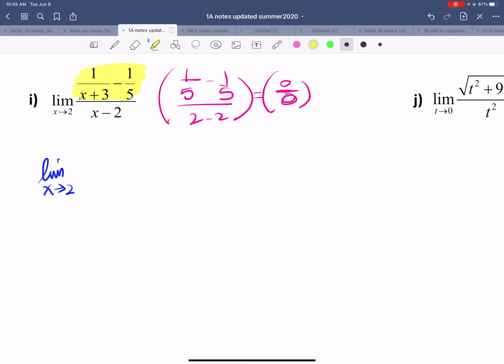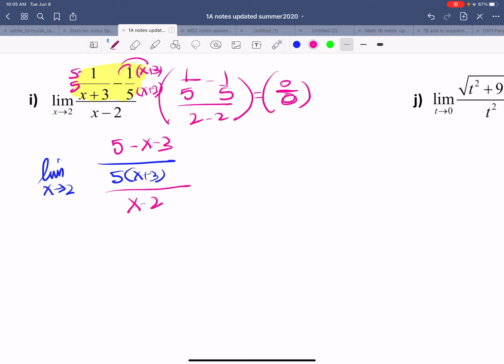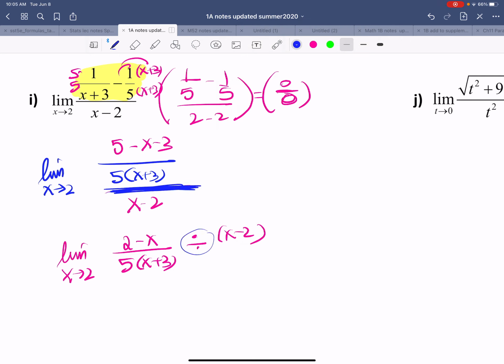In the numerator, I'm going to get a single fraction. So 5 times x plus 3. I'm multiplying the first fraction, top and bottom, by 5. Second fraction, numerator and denominator, by x plus 3. So 5 minus x minus 3, because a negative sign we distribute in there. And I get limit as x approaches 2. 5 minus x minus 3 would be 2 minus x over 5 times x plus 3, divided by x minus 2. So instead of using this division line, I'm using the division symbol.